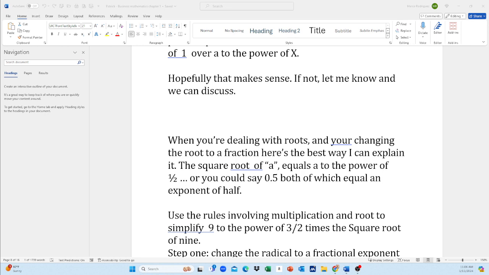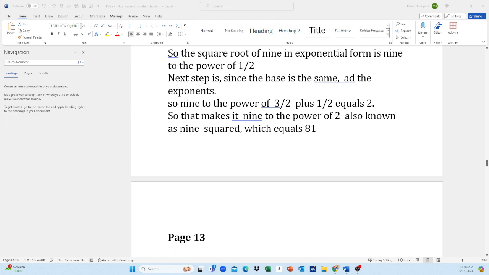Use the rules involving multiplication and root to simplify 9 to the power of 3/2 times the square root of 9. Step 1. Change the radical to a fractional exponent. So the square root of 9 in exponential form is 9 to the power of 1/2. Next step is, since the base is the same, add the exponents. So 9 to the power of 3/2 plus 1/2 equals 2. So that makes it 9 to the power of 2, also known as 9 squared, which equals 81.